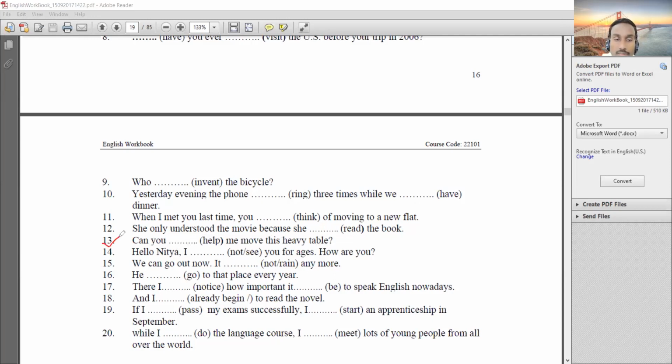Number 13 is quite simple. I think that everybody will be able to understand this and answer this. Can you (help) me move this heavy table? Help, as it is. Here, you are not expected to use helped or any other words with ed or ing, not required. It will be as it is. Can you help me move this heavy table?